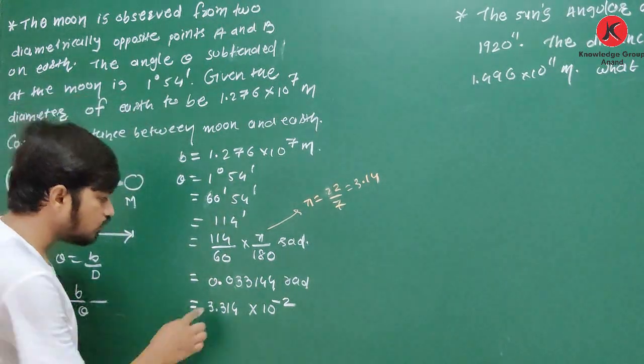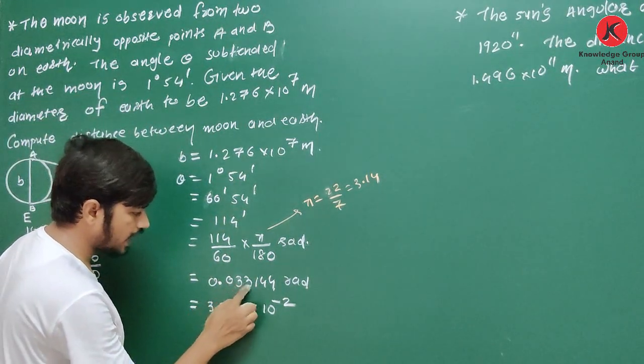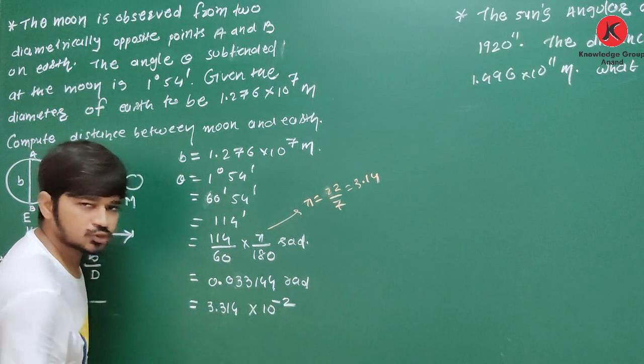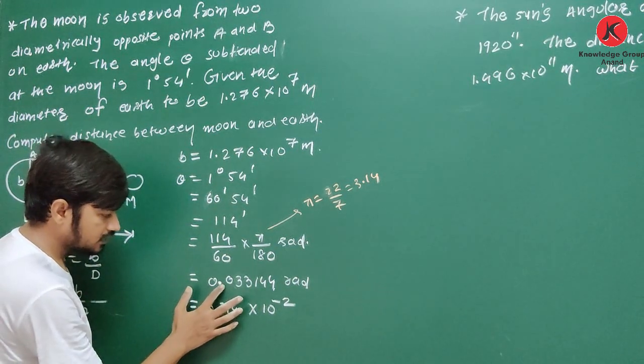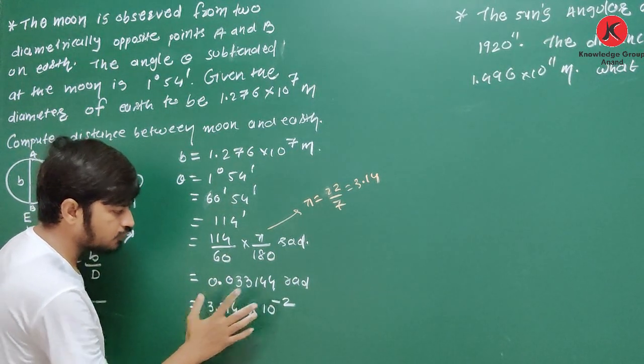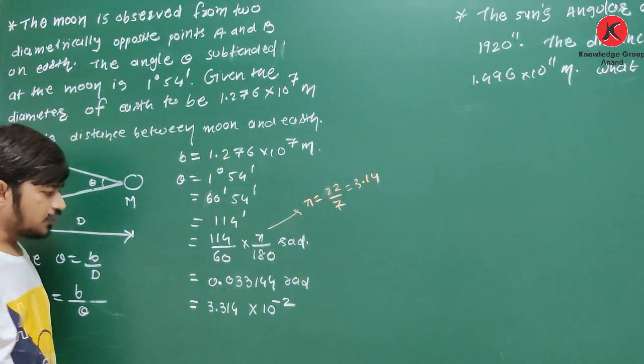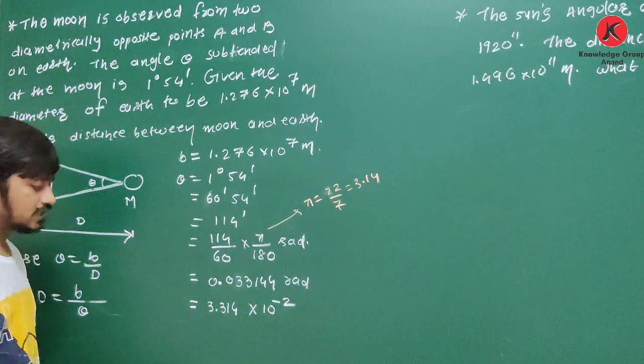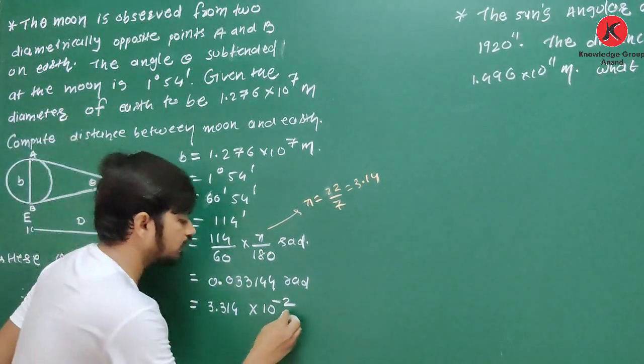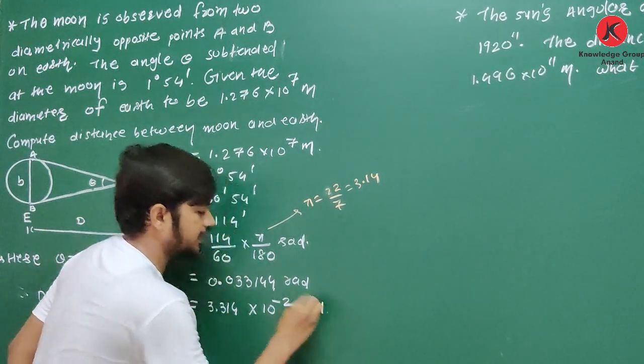If I am moving by 3 steps, that is 1, 2 and 3, then here you have to write 10 raised to minus 3. If I am moving this decimal point 1, 2, 3, 4, then you have to write 10 raised to minus 4. Clear about this? So in physics you have to write your answer like this: 3.314 into 10 raised to minus 2 radian. Clear?